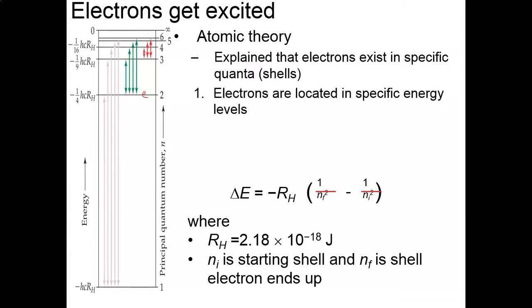So electrons are located in specific energy levels. Electrons have specific energies. So each electron, based on its location, has a specific energy. And I do want to emphasize, the further you are, the more energy your electron has.